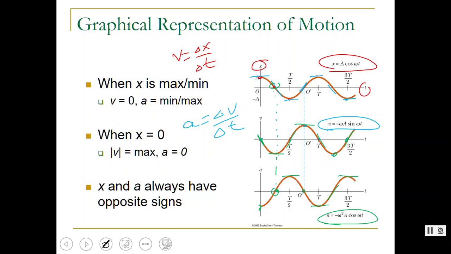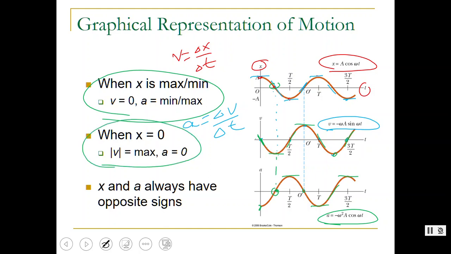It's really important to understand that when your displacement is at a positive or negative max or min, then your velocity is 0 and your acceleration is at a max or min, but in the opposite direction. So if your displacement was positive, your acceleration would be negative. When your displacement is 0, your acceleration is also 0, and your velocity is at a maximum. You'd have to figure out whether it's moving in the positive or negative direction to figure out if that velocity is positive or negative. And your displacement and your acceleration must always have opposite signs.